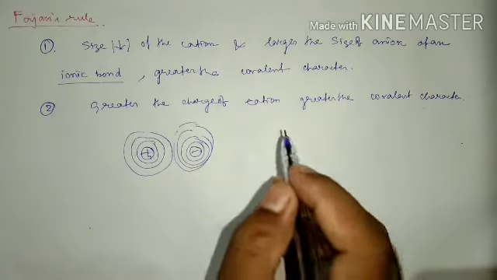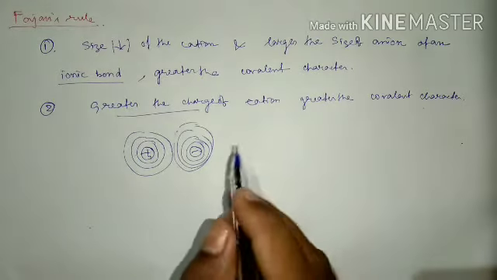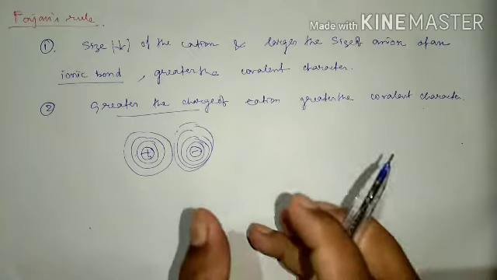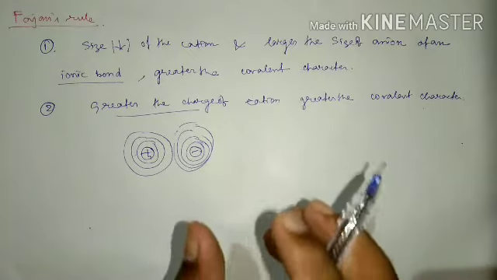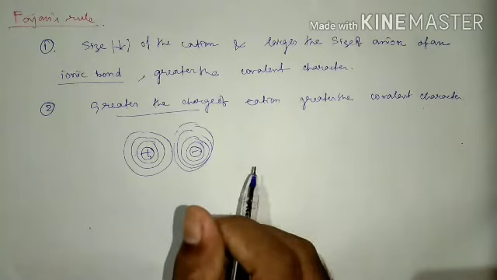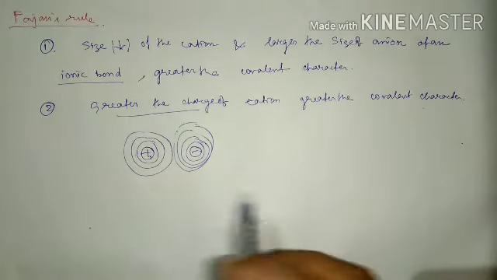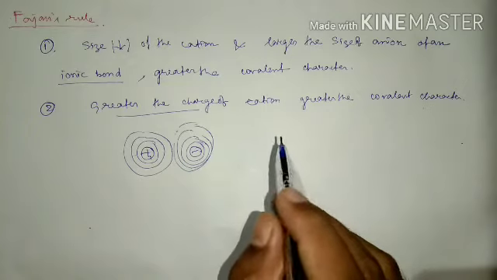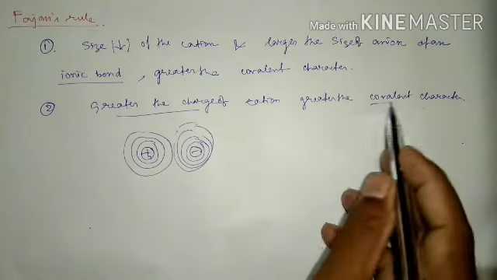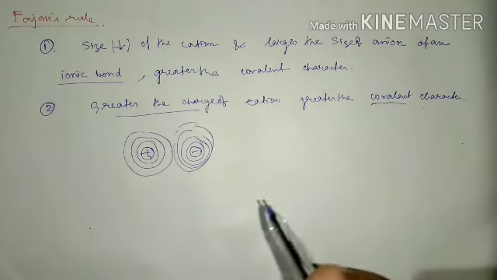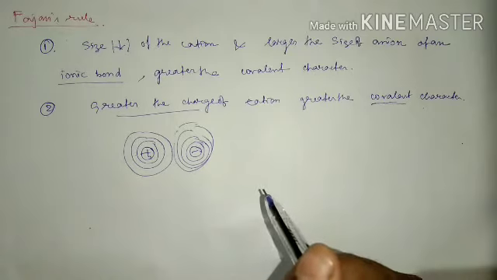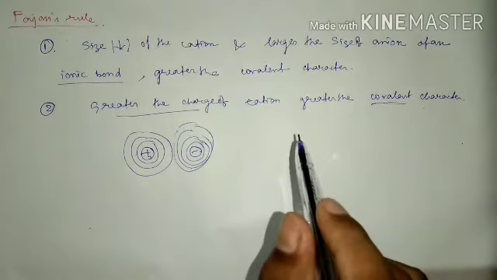Greater charge means a greater tendency to attract the electrons, so it can polarize the other atom. That's why it forms a covalent bond. This way we have to explain the covalent and ionic character of a bond.